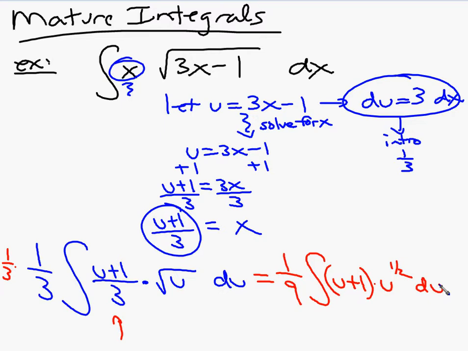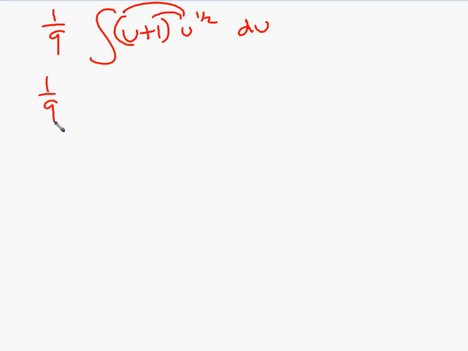Now, would you like for me to finish that problem? Let's go ahead. So I have 1/9 times the integral of u plus 1, the quantity, times u to the 1/2 du. Now, I've already made my substitution. I can't substitute again. So what would I do? I would distribute. So I have 1/9 times the integral of u to the 3/2 plus u to the 1/2 du. Now I've got it split up, and it's just regular power rule from here.